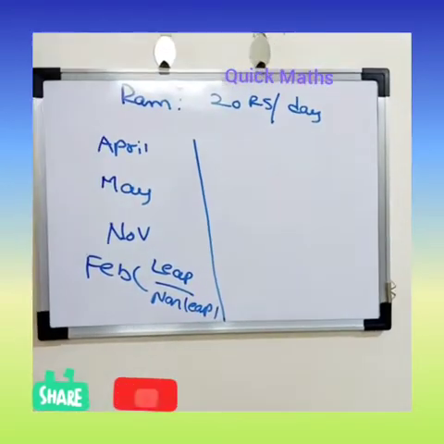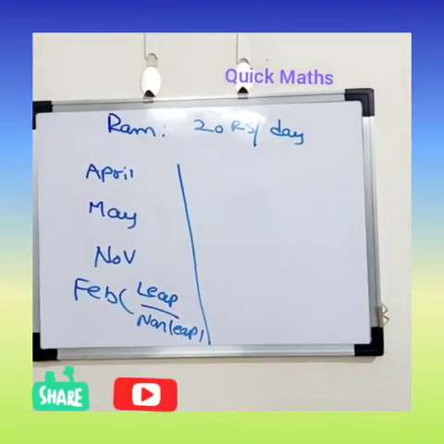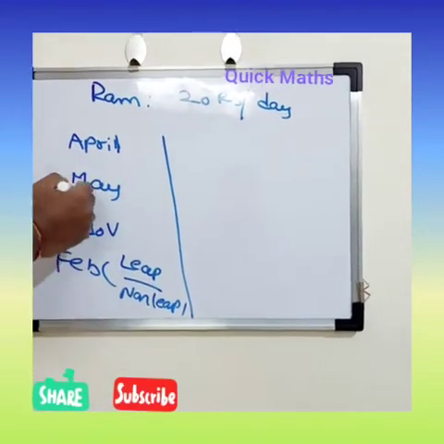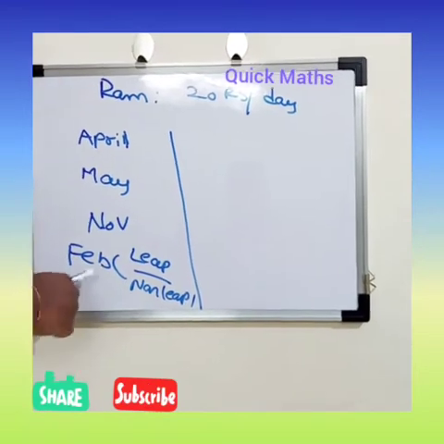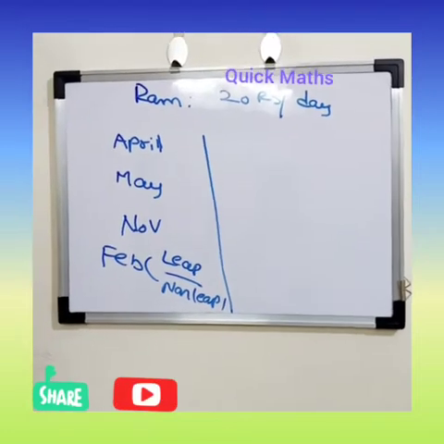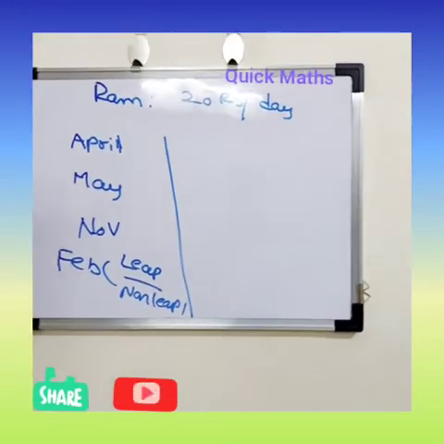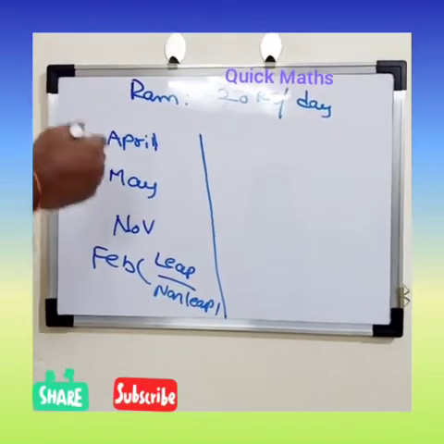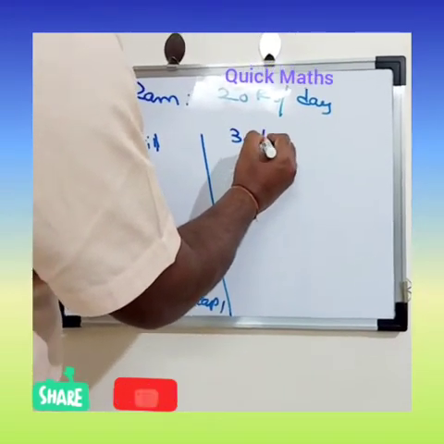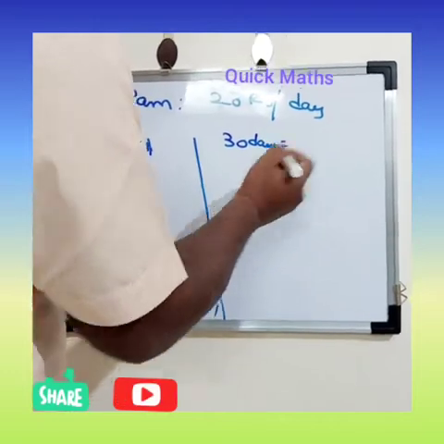The question is, Ram earns 20 rupees per day. How much amount will he earn in the month of April, May, November, and February? For February, the conditions were given, leap year and non-leap year. So here we need to find the answer straight away. April month, how many days? 30 days. April month is 30 days.